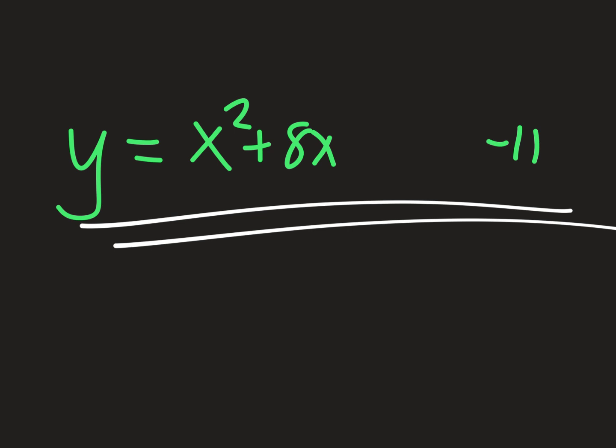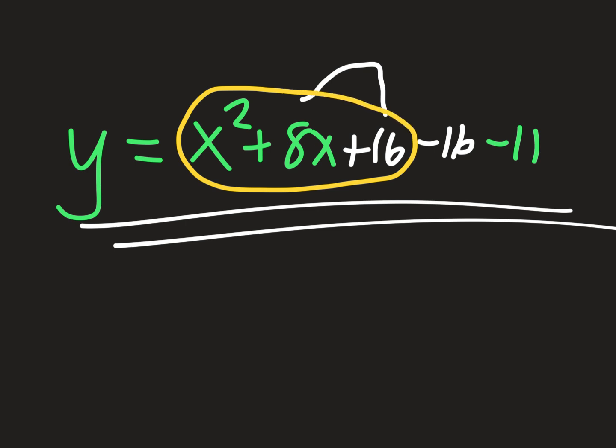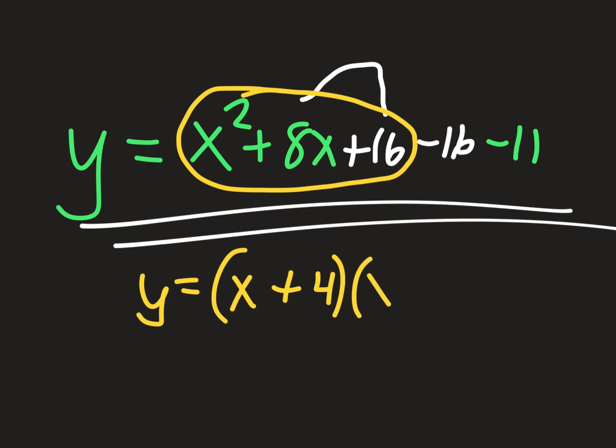Okay, so half and square. Half of 8 is 4, and then 4 squared is 16. And if I do plus 16, I got to do minus 16. And then this part, factors. And you can write it all the way out, x plus 4 and x plus 4. But you're just going to put them together anyways. X plus 4 squared. And then these two together would make negative 27.